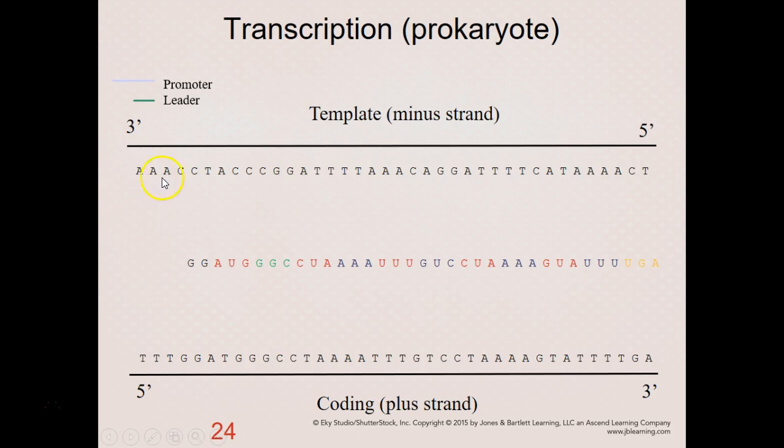So this region here is called the promoter, and there's the leader strand. This is where RNA polymerase binds. And then it's going to move along here and allow us to produce a complement to the template, which will be identical to the coding strand other than those T's and U's.